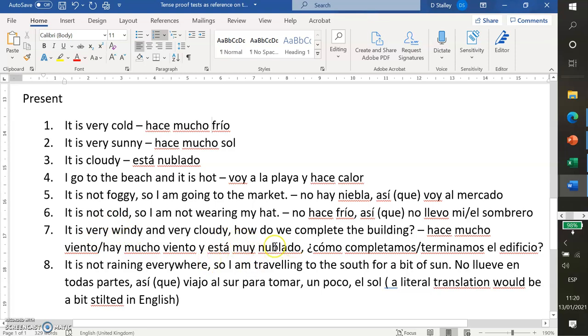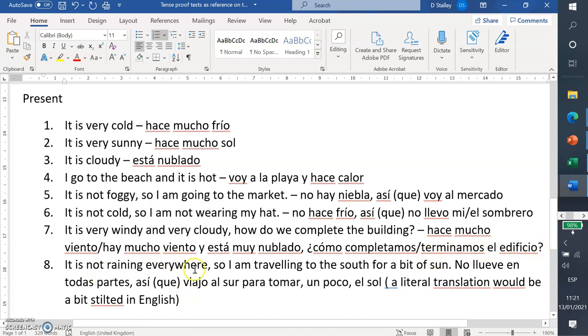Y está muy nublado, but this one does, so we're using the verb estar, and then we use muy nublado, so it's very cloudy, so that's a literal translation. And then this one for the question, we're doing in the we form, so cómo completamos, so the verb is completar, we put that in the present tense to completamos, and then terminar, to terminamos el edificio, okay?